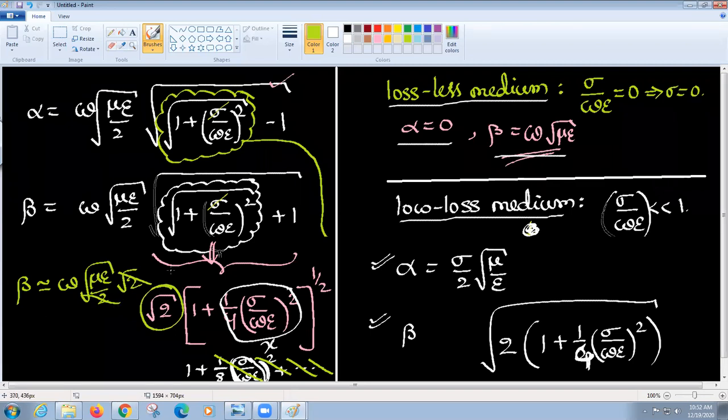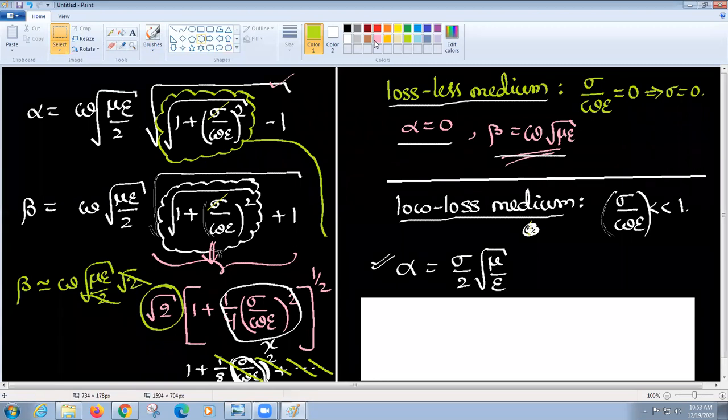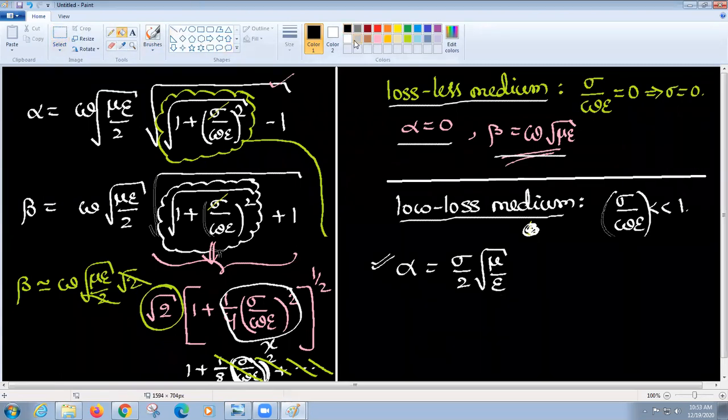Now what is beta for a low loss medium? Omega into root over mu epsilon, sir. Approximately, that's it. So beta is approximately equal to omega square root of mu epsilon. This is important. For a lossless medium and a low loss medium, beta remains the same, and alpha varies slightly. This alpha varies slightly with the impedance of the medium, square root of mu by epsilon.